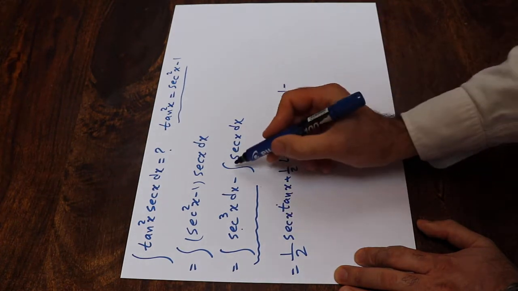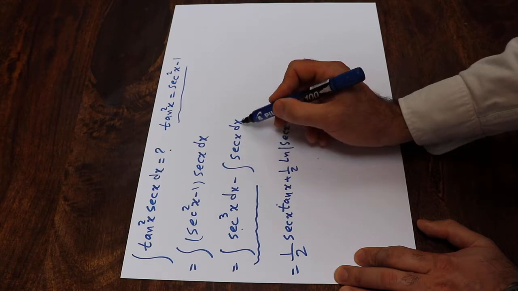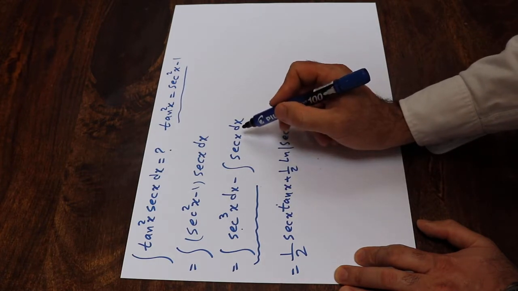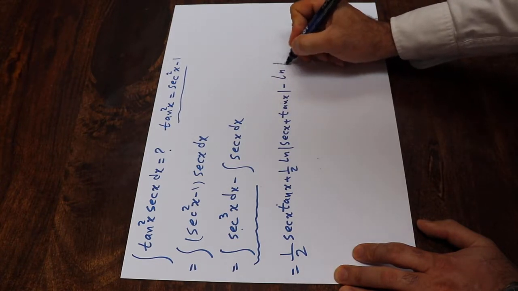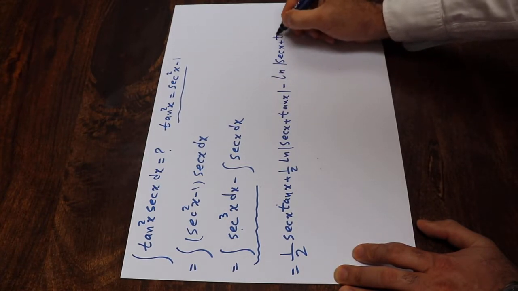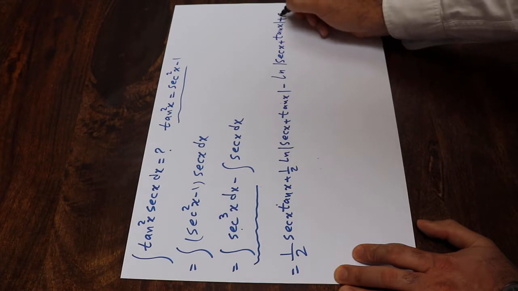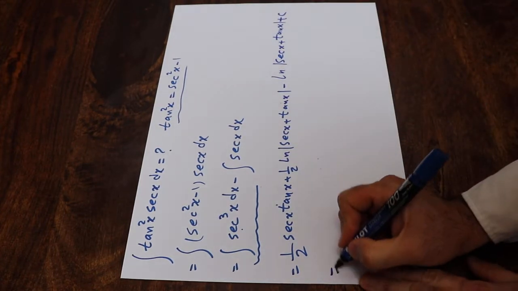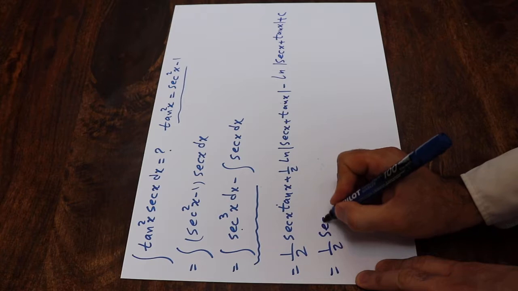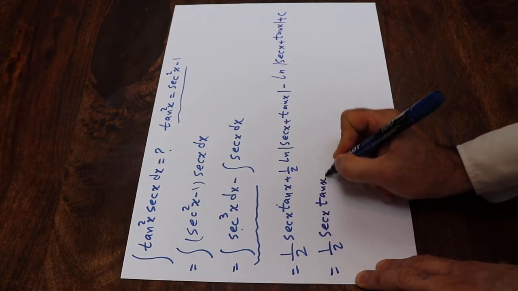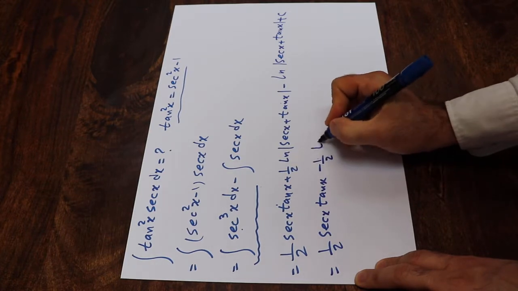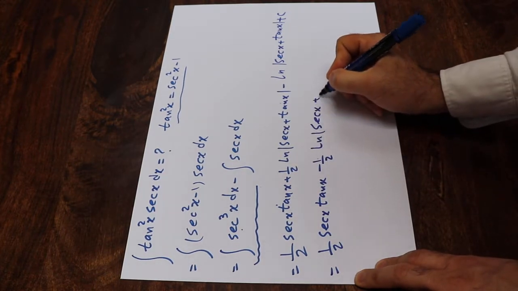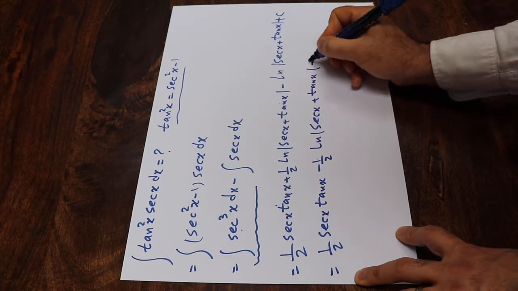Okay, minus the integral of secant x dx, and the integral of secant x dx you can find in the table of integrals, that is equal to ln of the absolute value of secant x plus tangent x plus c, which is the constant of the integral. So you can rewrite this one as 1 divided by 2 secant x tangent x, plus 1 divided by 2 minus 1, that is minus 1 divided by 2 ln of secant x plus tangent x, plus c, which is the constant of the integral.